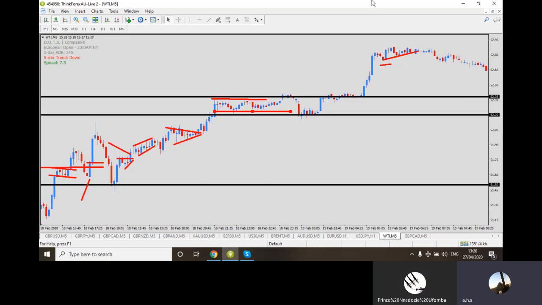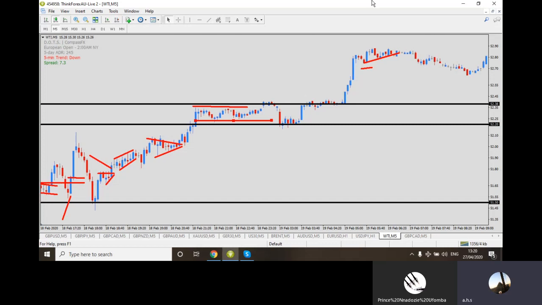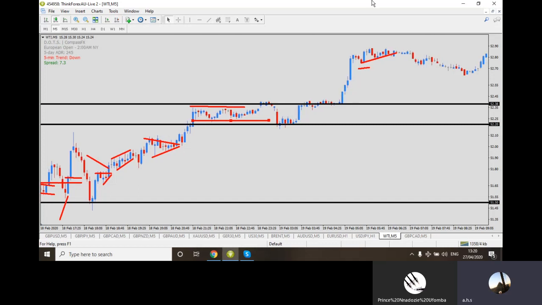We're going to look for a little better patterns at this point. This is an overnight session before the London, so we're going to look for a bit better patterns here. Let's look.